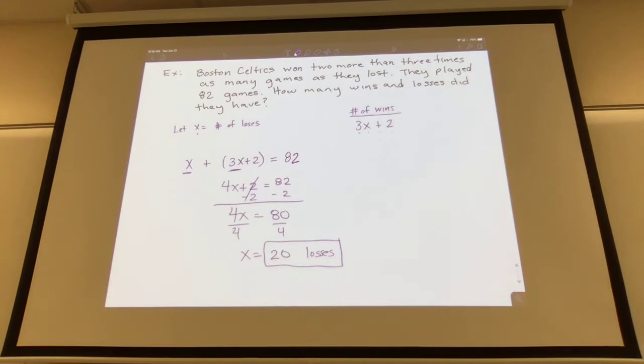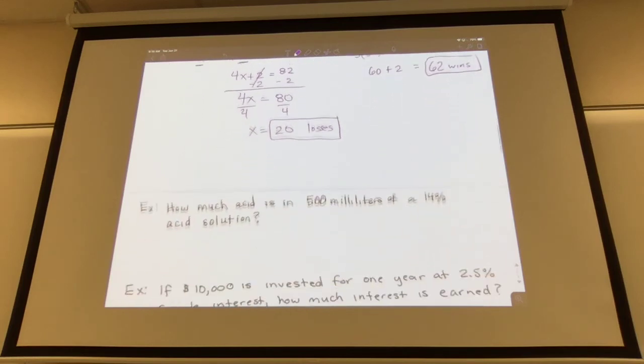Or we could do that because that's just an intuitive thing to do. Or we could even just plug into our equation up there, 3 times 20 plus 2, and see that that's 62. But you also knew this, so 62 wins. You also could figure that out by taking the 82 and subtracting the 20. Bam, done. But if it's not as easy as this, then you can plug that in and see. So good job there.